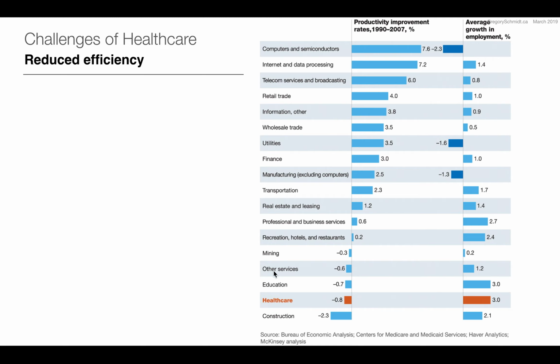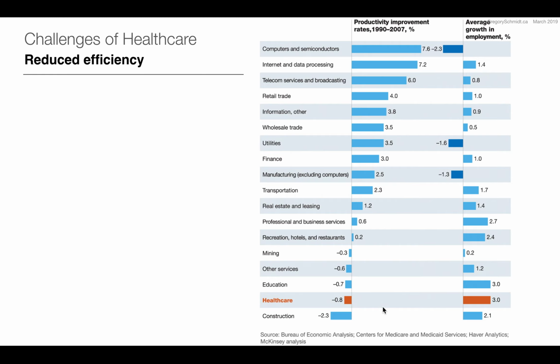This is one of my most favorite charts from McKinsey here, where what they're showing is a graph of different sectors and the productivity improvement that's occurred from 1990 to 2007. But if you go to the very bottom of the list, you see that only a few sectors did not become more productive, and one of the worst culprits was healthcare, which actually lost productivity with the introduction of the information technology revolution.